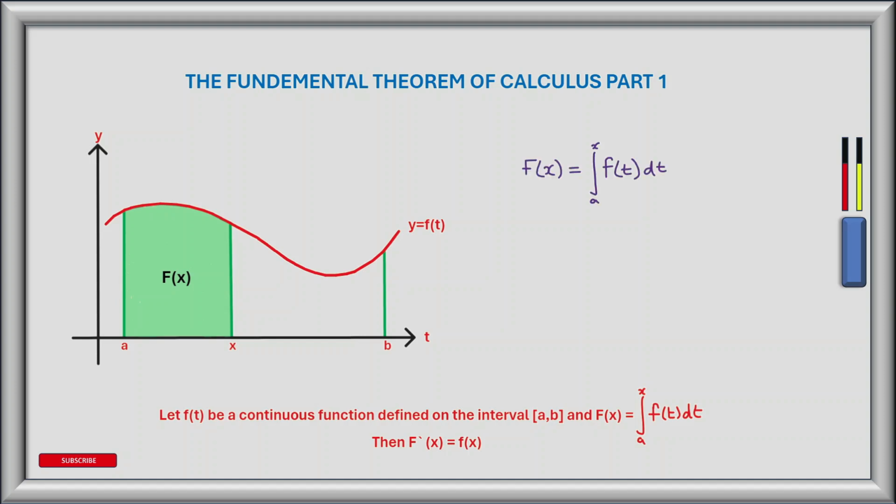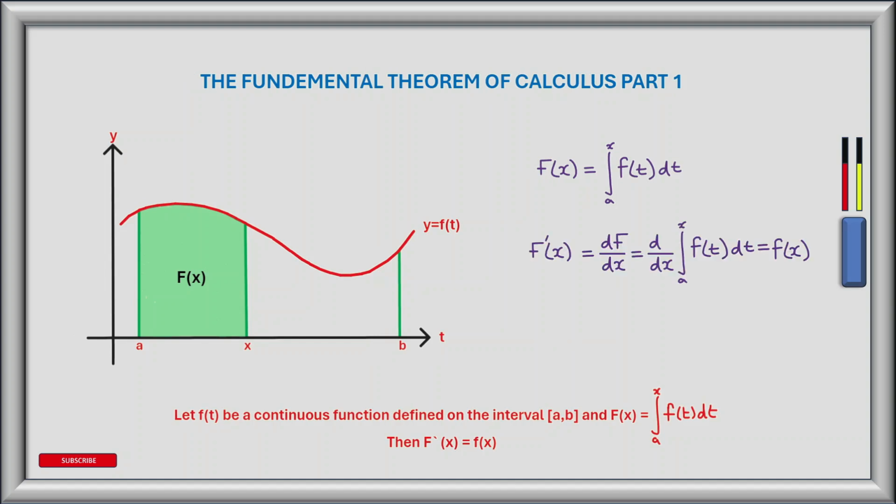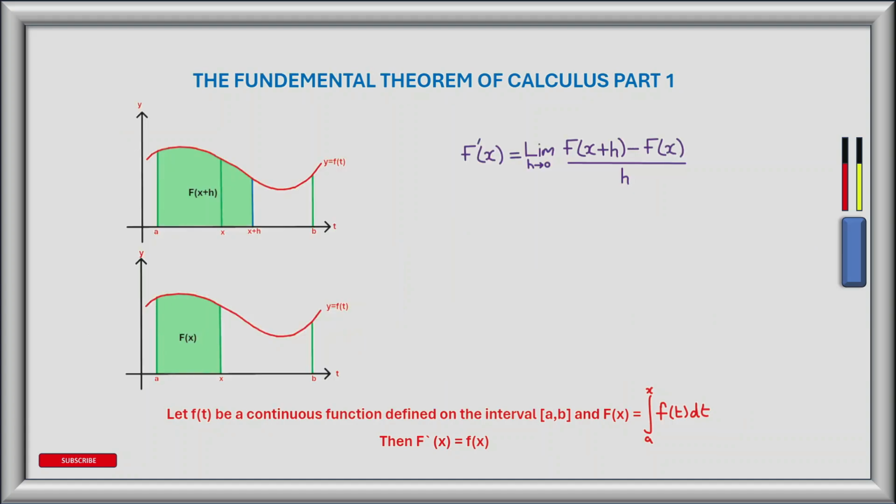What we know is that capital F of x is equal to the integral between a and x of f of t dt. And what we're going to try and prove is that f prime of x, or dF by dx, is equal to f of x. If we now take a look at the derivative of capital F of x from first principles, it's given as the limit as h approaches 0 of capital F of x plus h minus capital F of x, all divided by h.